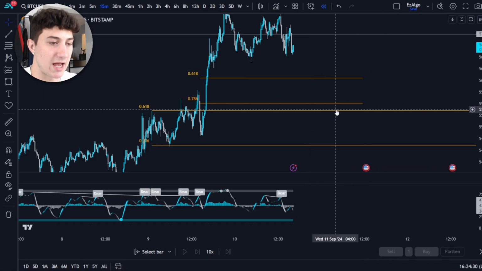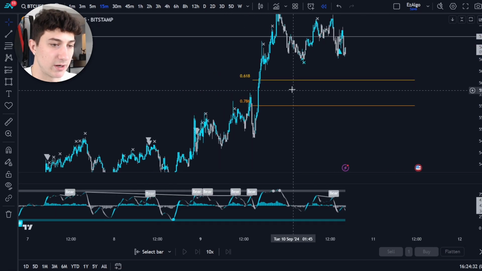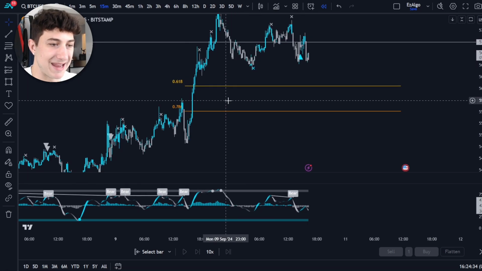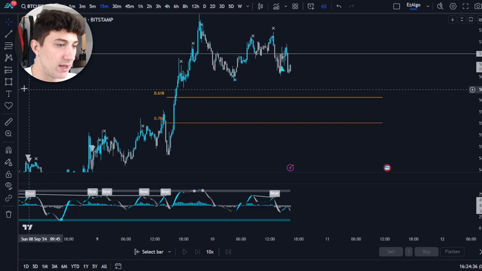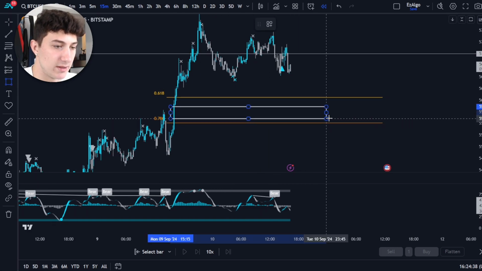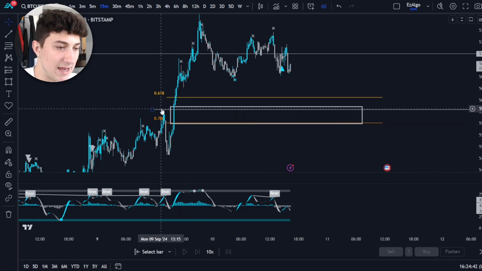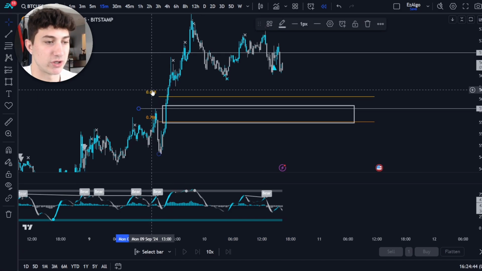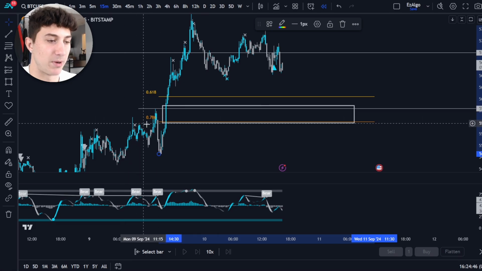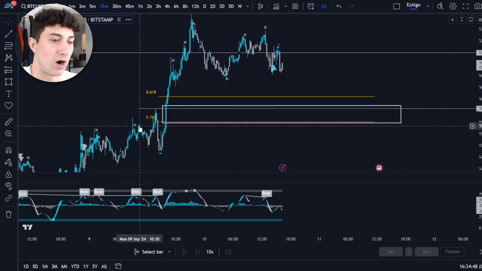So in real time, we're going to start with this level here. This is kind of the main level that I'll be looking at to take a long position, somewhere in this bullish fair value gap, retesting these highs, and it's in our optimal trade entry, or below the 618 and above the 786. So this is going to be our long zone.